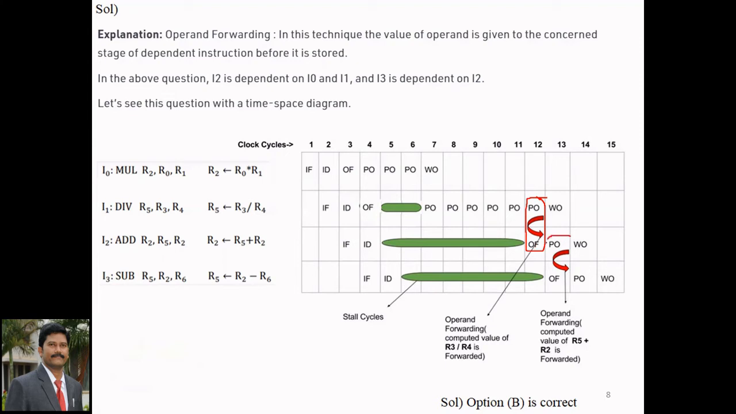And here also there is a data dependency between I3 and I2, so directly after the end of PO it is taken. There is a path here, the hardware is such that from PO to OF the data is taken directly.